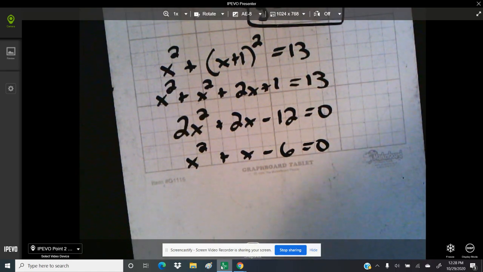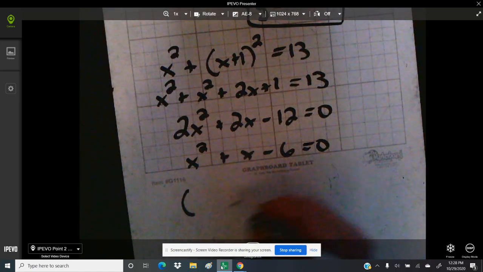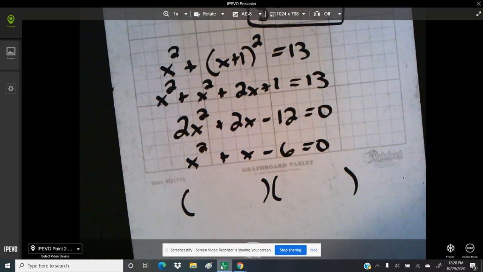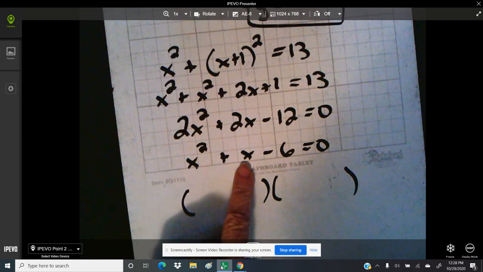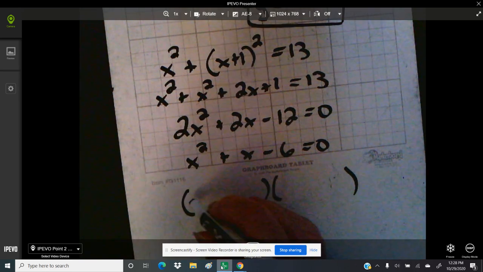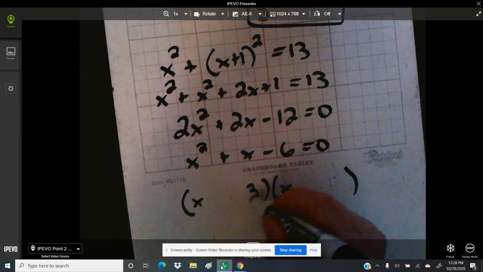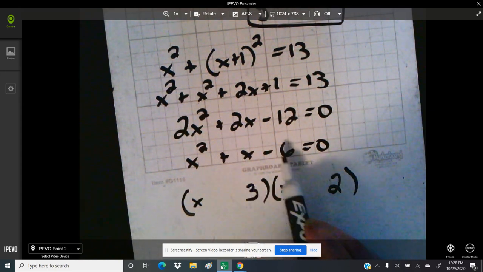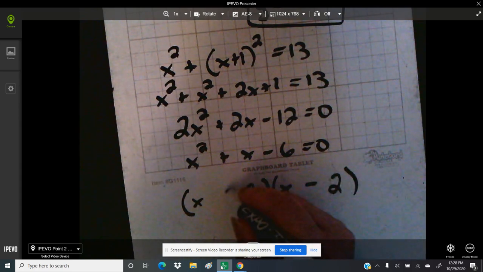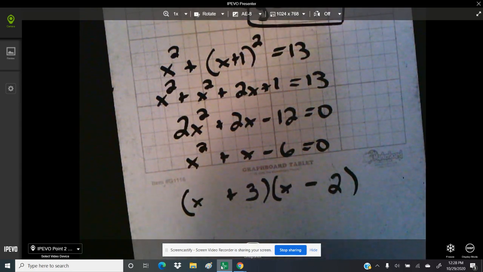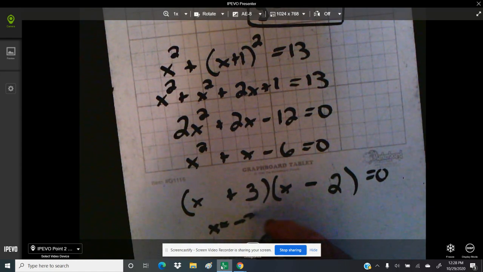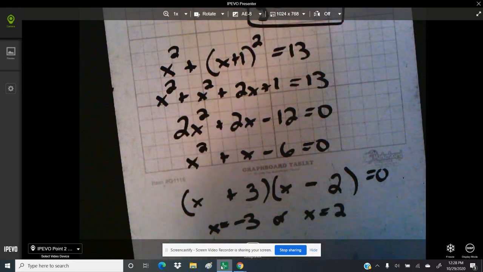This looks like it's pretty easy to go ahead and factor. So my factors of 6 are 6 and 1 or 2 and 3. If I want this to be a positive 1, it looks like 2 and 3 would work. I need the bigger number to be positive and the smaller one to be negative so that I can get a positive 1 here, but a negative 6 there. So my solution is x equals negative 3 or x equals 2.